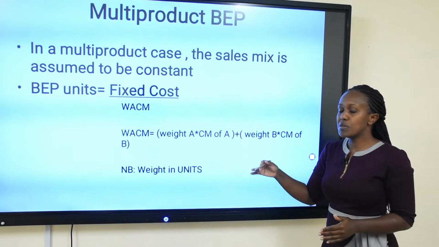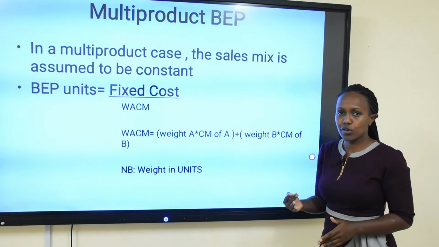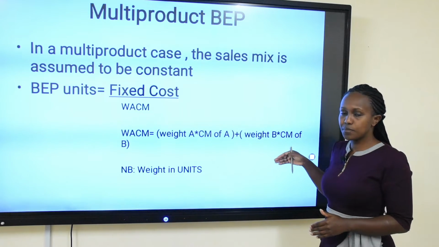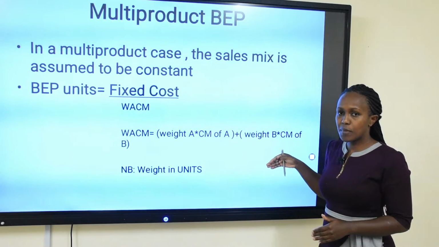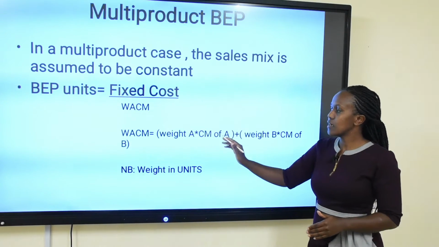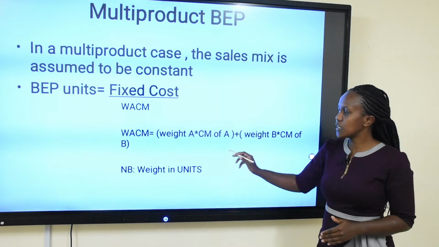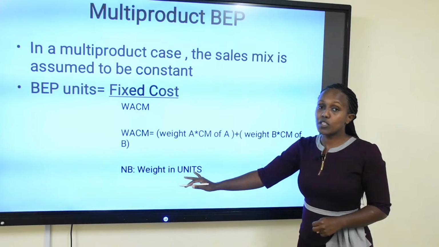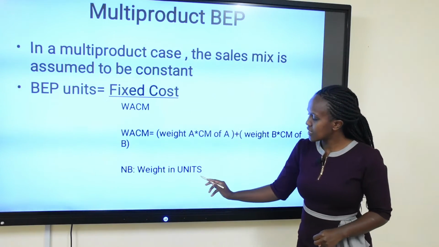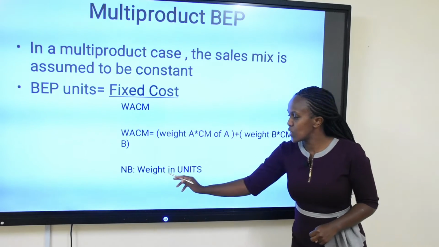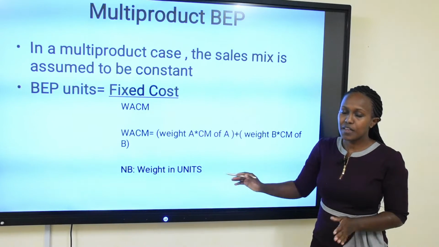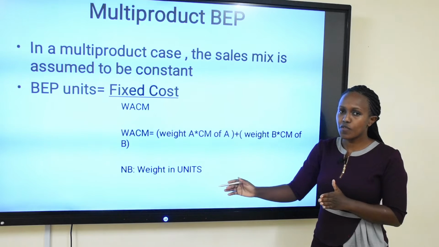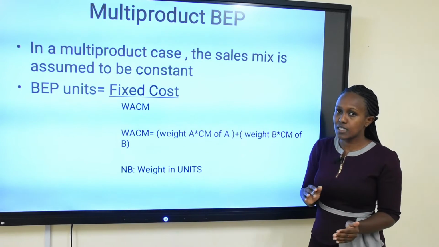I have said I am assuming we have only two products, A and B. It also means there could be more. You would have 3 products, 4 products, and it will continue in the same format: weight of C multiplied by contribution margin of C plus, and so on and so forth. Now, of most importance to note, if you want to get the answer in units, then you have to compute the weight in terms of units, the approximate proportion of the sales in terms of units.